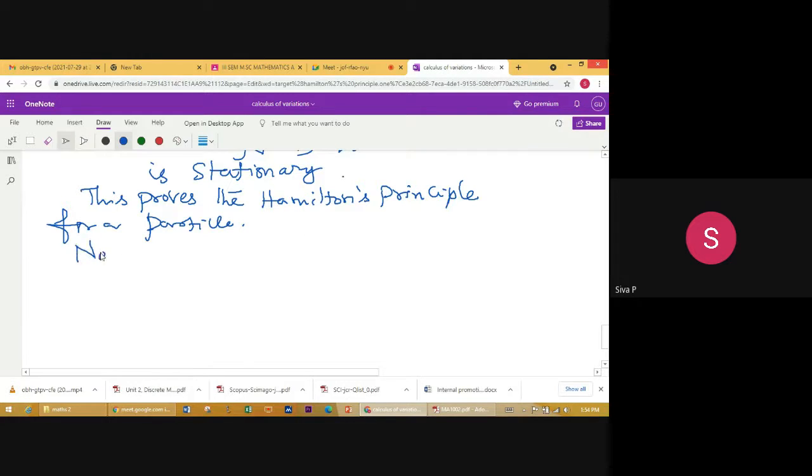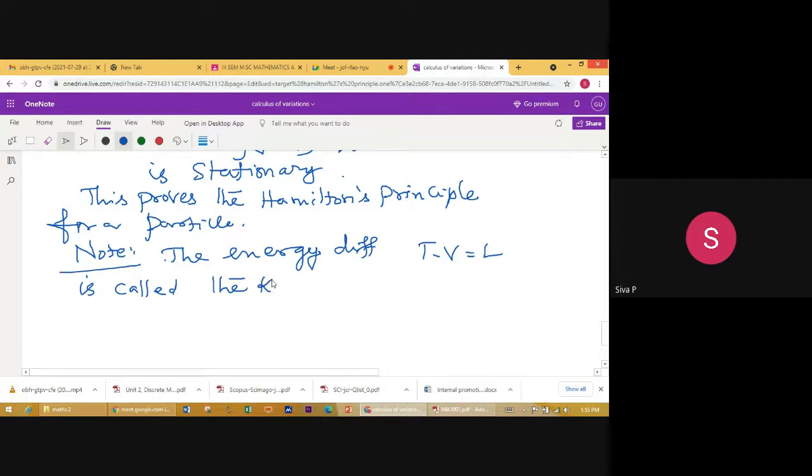The energy difference T minus V, L, is called the kinetic potential or the Lagrangian or the Lagrangian function.